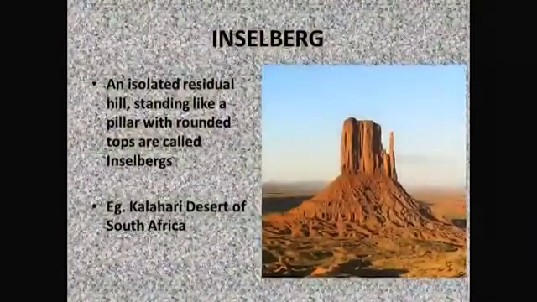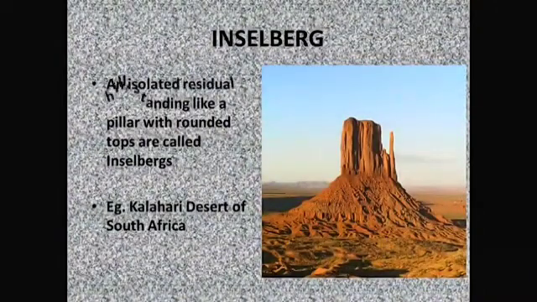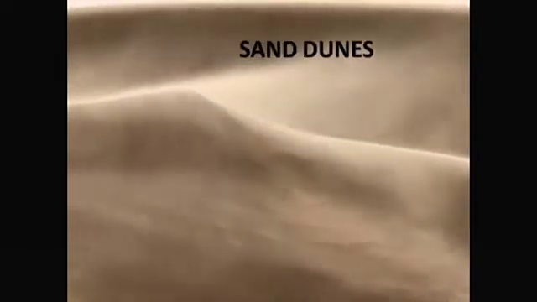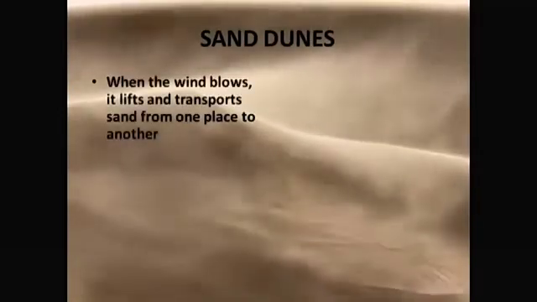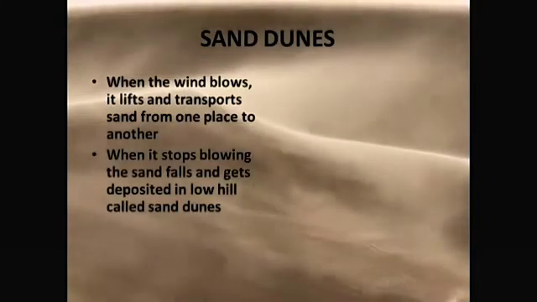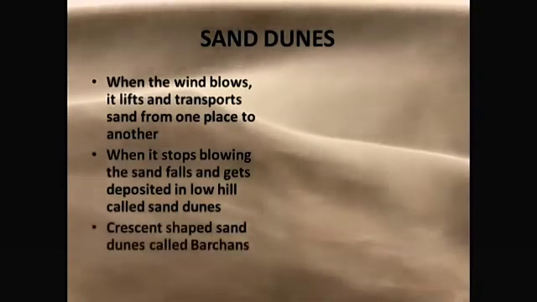We are going to see Inselberg. An isolated residual hill standing like a pillar with rounded top is called Inselberg. Example, Inselberg in Kalahari Desert of South Africa. Next is sand dunes. When the wind blows, it lifts and transports sand from one place to another. When it stops blowing, the sand falls and gets deposited in low hills called sand dunes. The crescent-shaped sand dunes are called barchans. This is a barchan.